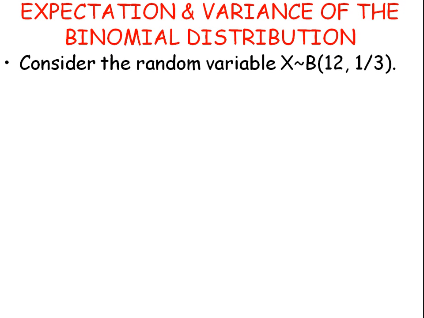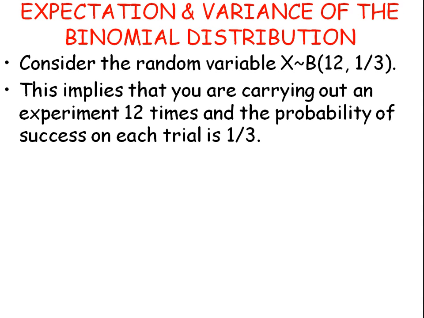In this video we're looking at the expectation and the variance for the binomial distribution. So we'll look first of all at a binomial distribution where n is 12 and p is a third. So that is, we're doing something 12 times in a row and the probability of success is a third. Now, how many times would you expect to be successful?